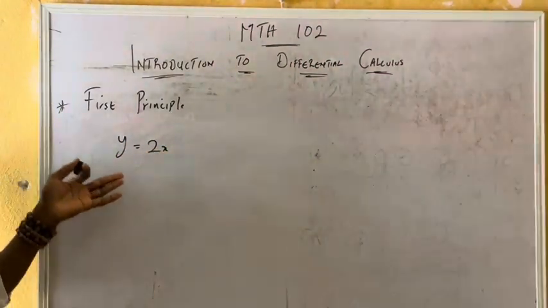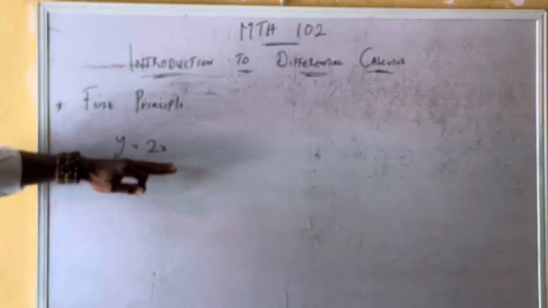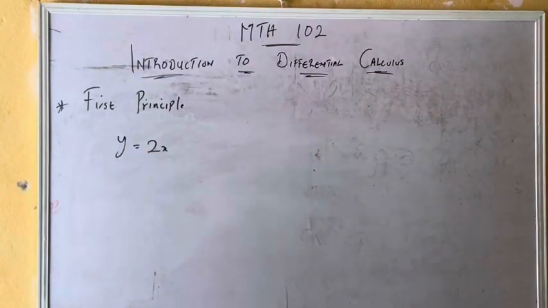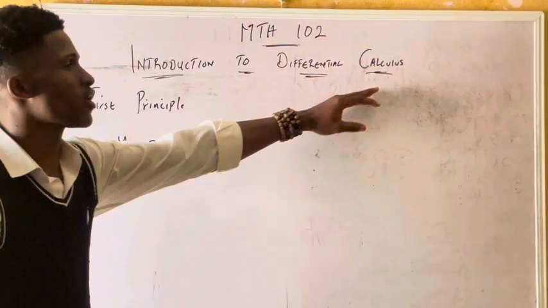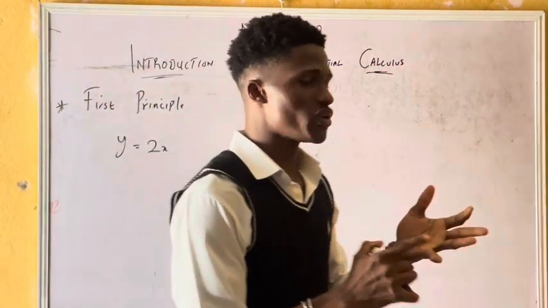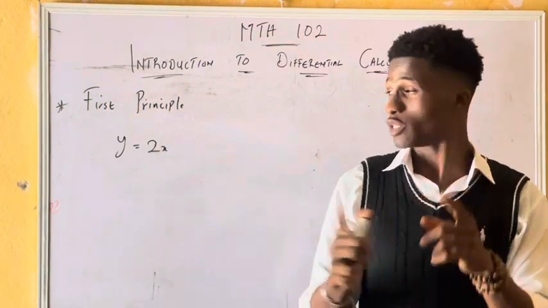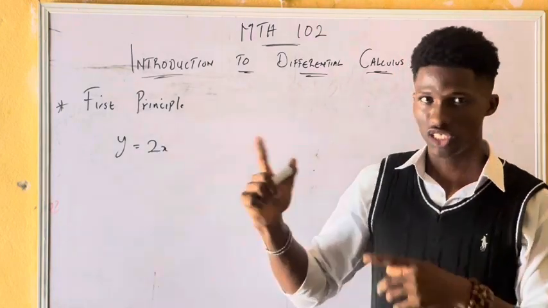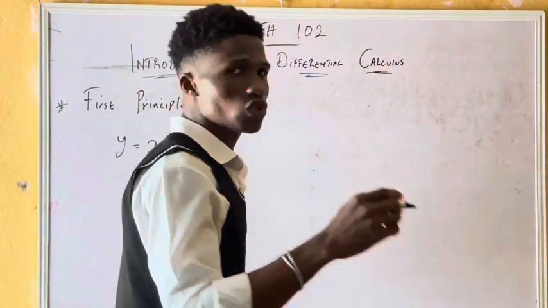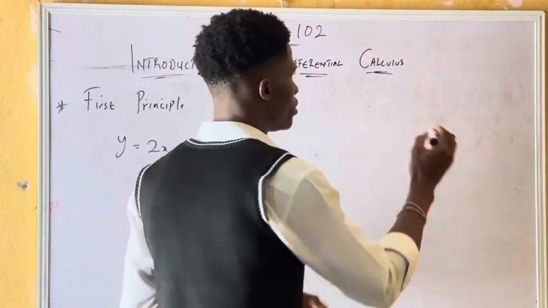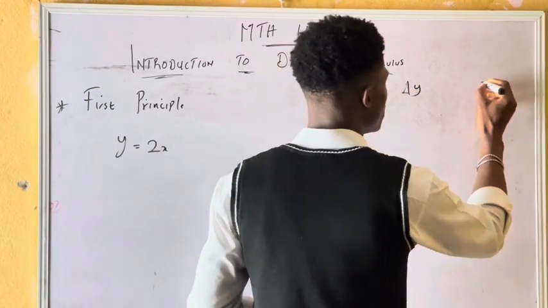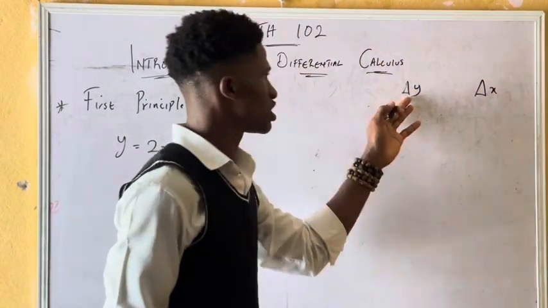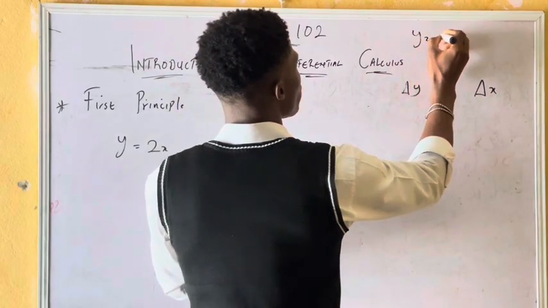And we were asked to differentiate this expression using first principle. What do we do? Now, this is what you do. Remember the definition of calculus, where I said it is the rate at which a function changes, right? Now, what does change mean? Change in y means this. What does change in x mean? Change in x means this. And what does this mean? This means y2 minus y1.